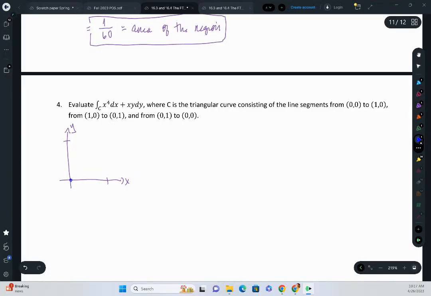Starting at 0, 0, we're told to go to 1, 0. And then we're told to go to 0, 1. And then back down to 0, 0. So this is counterclockwise rotation, which is positive orientation.